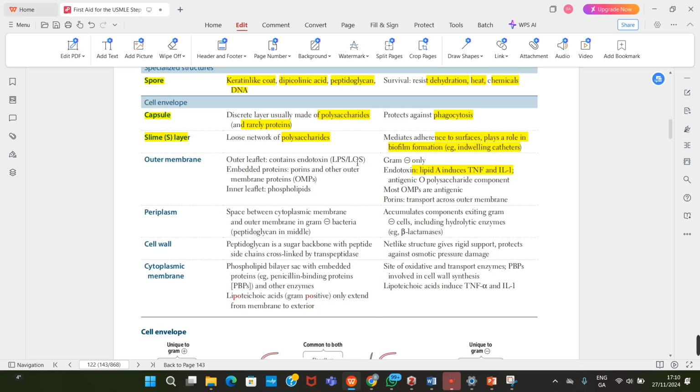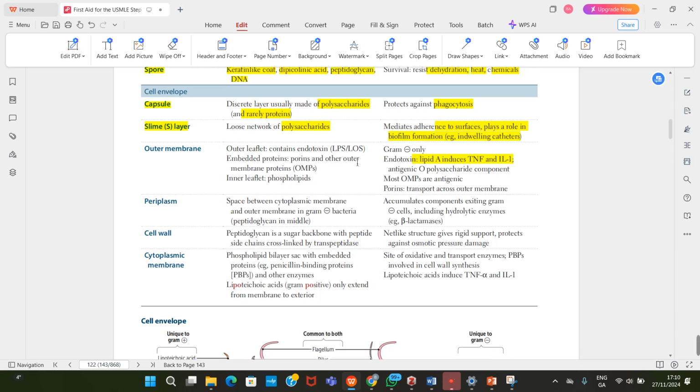So if a bacteria has a slime layer, it will be able to form a biofilm, more like a colony of bacteria surrounding an object. Maybe the catheter, it could be a prosthetic heart valve, prosthetic joints, any foreign body. Slime layer, biofilm, slime layer, biofilm, slime layer.